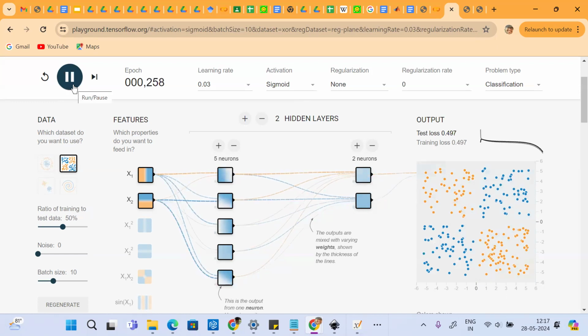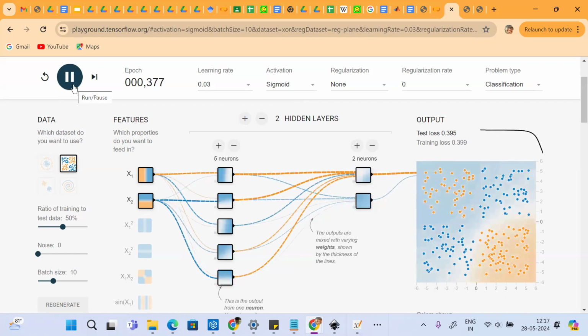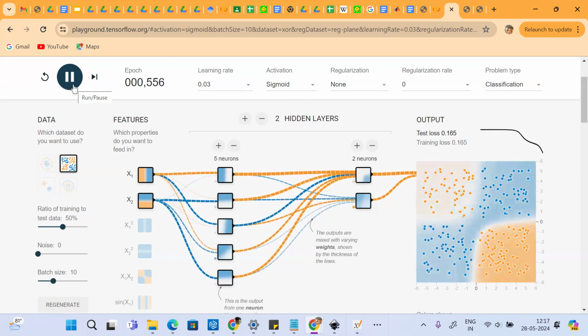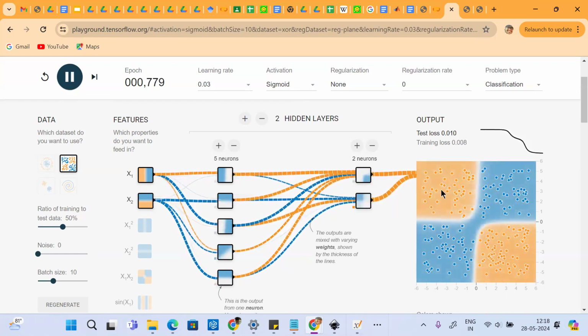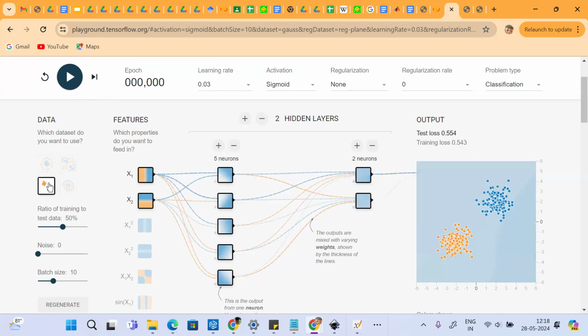So even in classification problems, you can see depending on the data set, tanh and ReLU are your most preferable choice if your data is very complexly distributed. Okay, it did classify, I think. That is good. So yeah, it classified, isn't it? So sigmoid is also helpful. Good.